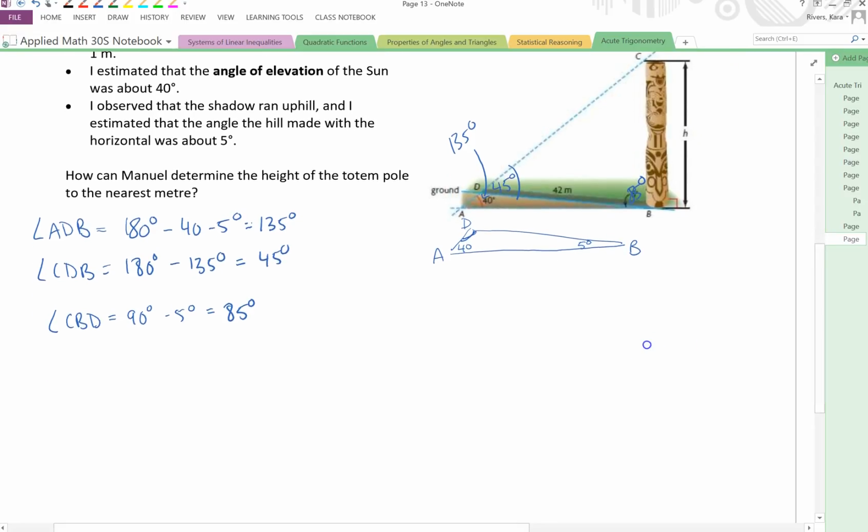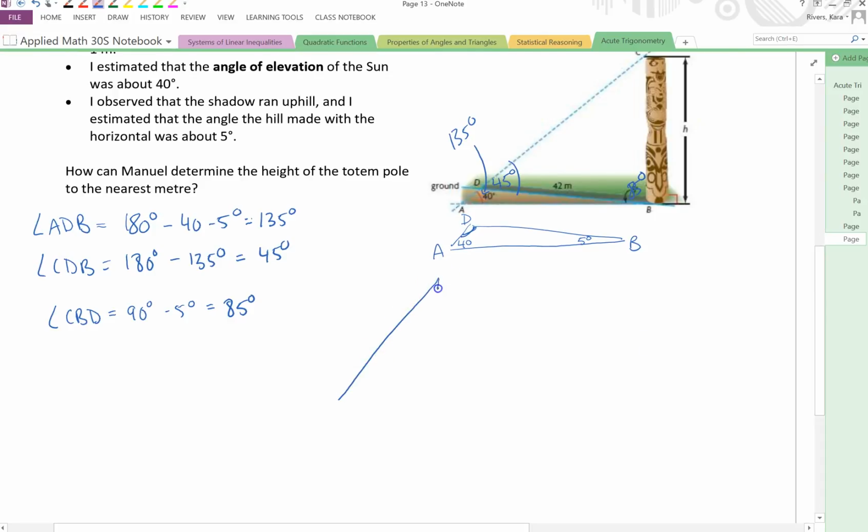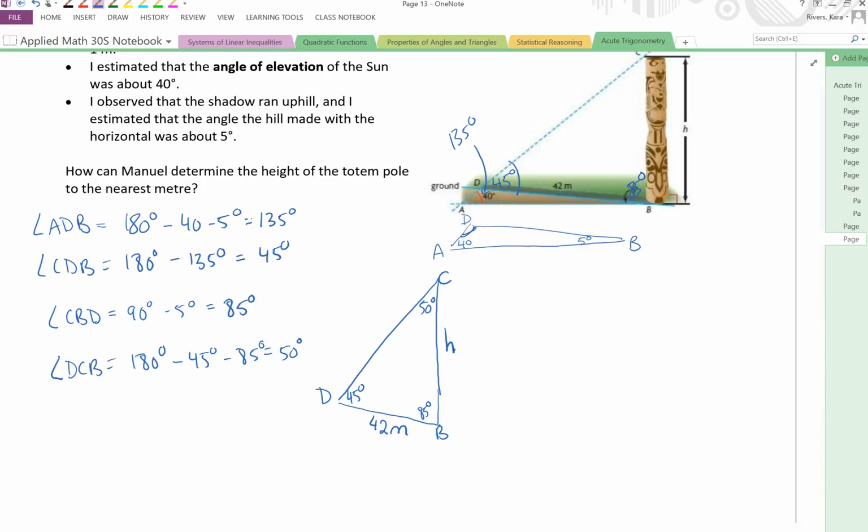So if I just redraw that triangle, it looks like this. The totem pole looking like this. And this is my 85 degrees, and this is my 45 degrees. So that means this is D, this is B, and that top one is C. That means that angle DCB would be 180 degrees minus the 45 and minus the 85. So angle DCB would give us 50 degrees. So now I have 3 angles. I know that this measurement is given as 42 meters. I want to figure out what this height is. Now that I've got all of this information, I should have everything I need to solve.